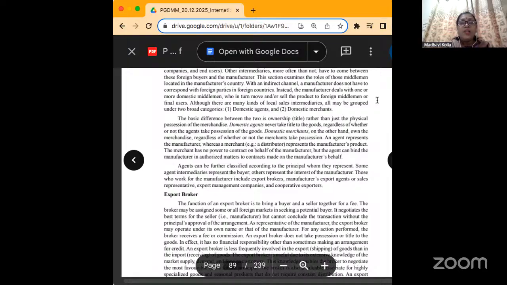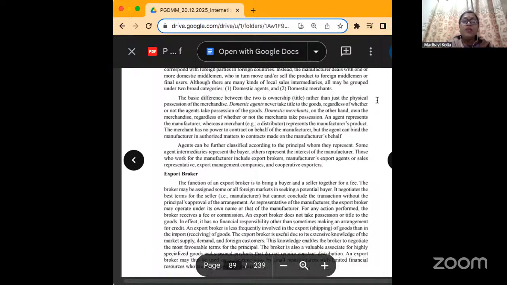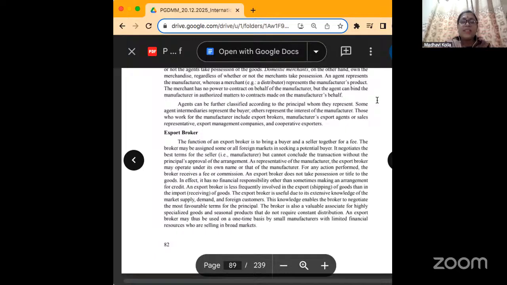However, a merchant has no power to contract on behalf of the manufacturer. This is also another important differentiation between an agent and a distributor. Whereas an agent can bind a manufacturer because they are authorized. They're representing the manufacturers, right? So they are authorized to represent the manufacturer even in terms of an agreement. So now when we talk in terms of agents, let's deep dive into the different types of agents that exist in the market as on date.